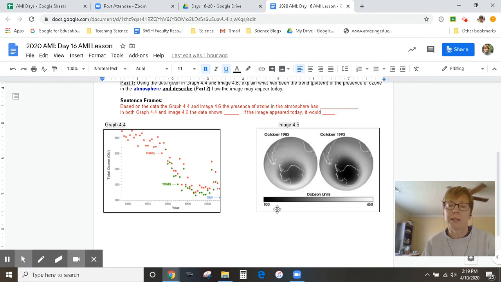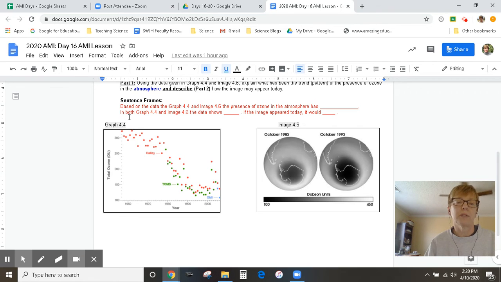And one thing we didn't talk about in image 4.6, if you look down at the bottom, Dobson units is the unit of measure for the amount of ozone in the atmosphere. As you go darker, remember, if you'll notice, the number's getting smaller. So the darker the image, the less ozone there is. The higher the number, or the lighter the image, the more ozone there is. So this Dobson unit goes from 100 to 450. So make sure that you're interpreting the data or the image in the right way.